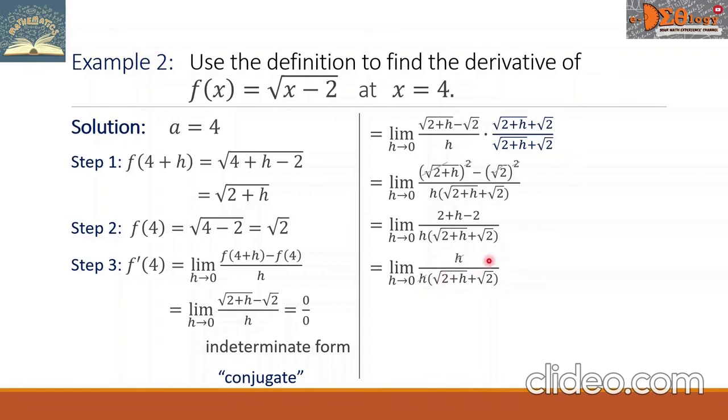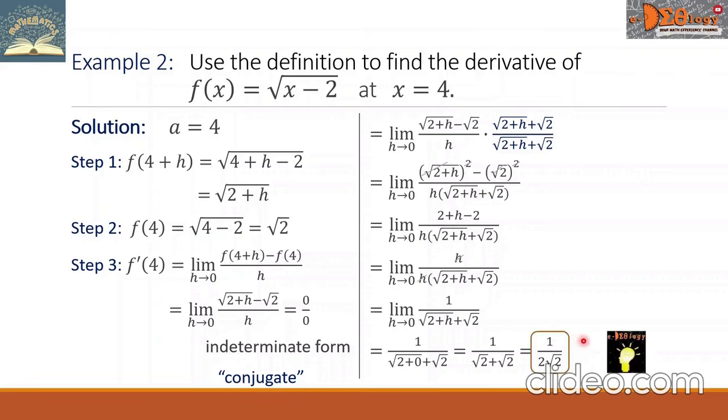So we simplify further as 1 all over the square root of 2 plus h plus the square root of 2. From here, we will apply the limit. We will change h by 0. So it becomes 1 all over the square root of 2 plus 0 plus the square root of 2. Where we simplify this expression here as simply square root of 2. We combine square root of 2 plus square root of 2, and that will be 2 square root of 2. The numerator is 1. This is the final answer.